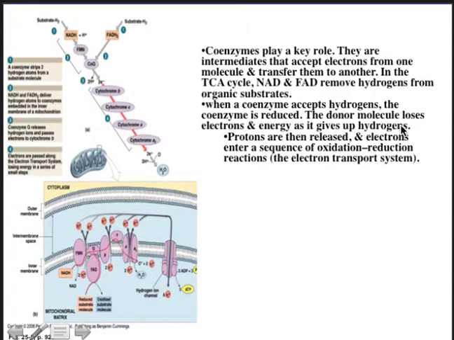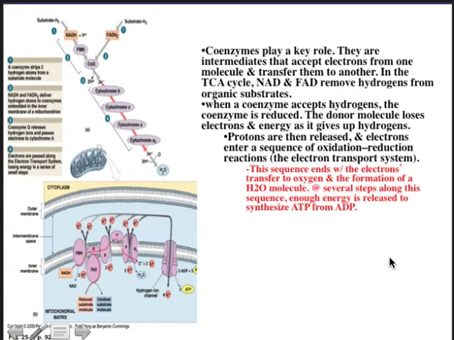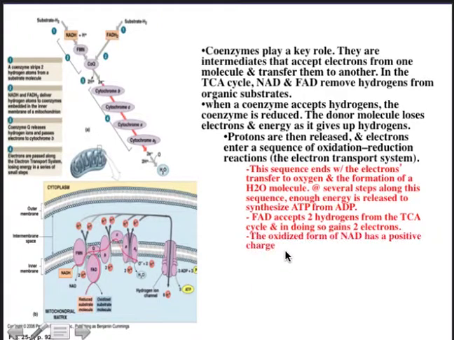And again, when we're saying hydrogens, what we're really interested in here are the electrons, okay? Protons are then released and electrons enter a sequence of oxidation reduction reactions, and this is called the electron transport system. The sequence ends when the electrons transfer to the oxygen and the formation of water is accomplished. At several steps along the sequence, enough energy is released to synthesize ATP from ADP, and that synthesis happens here, okay? FAD accepts 2 hydrogens from the TCA cycle and in doing so gains 2 electrons.